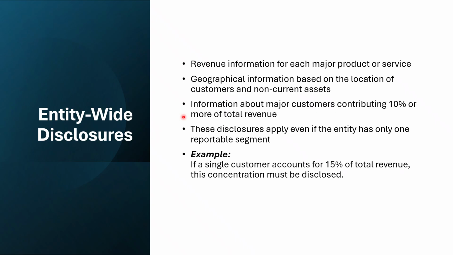Okay, entity-wide disclosures. The entities must disclose revenue for each major product or service, geographical information based on customers and assets, and major customers contributing 10% or more of revenue. These disclosures apply even if there is only one segment. Alright, so for example, if one customer generates 15% of total revenue, this concentration must be disclosed. So there is nothing to hide here.